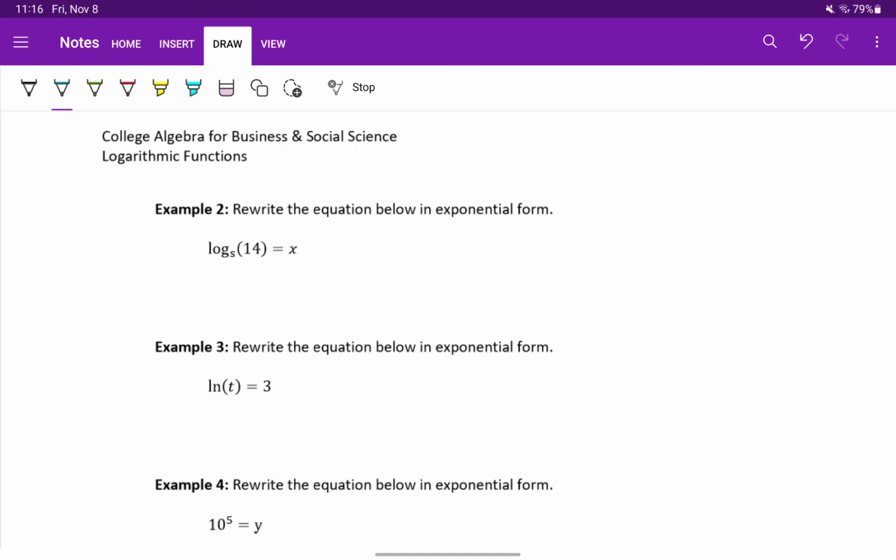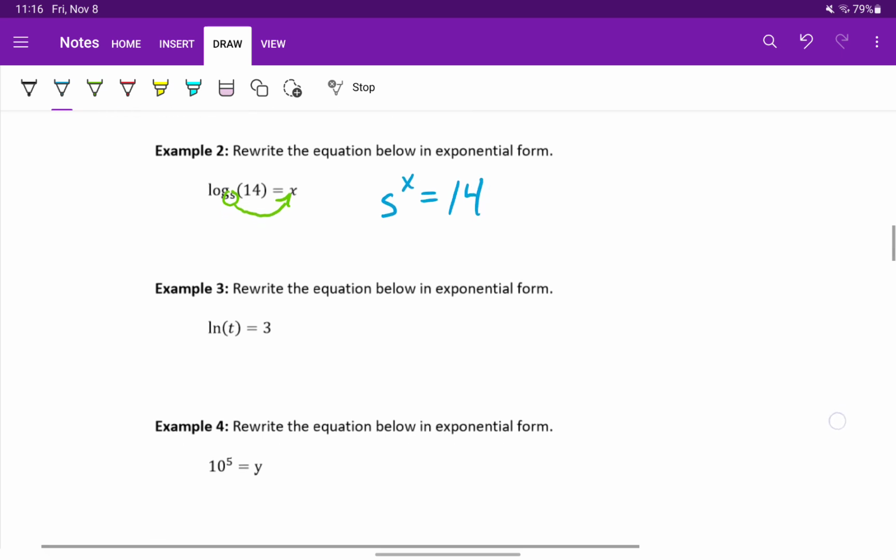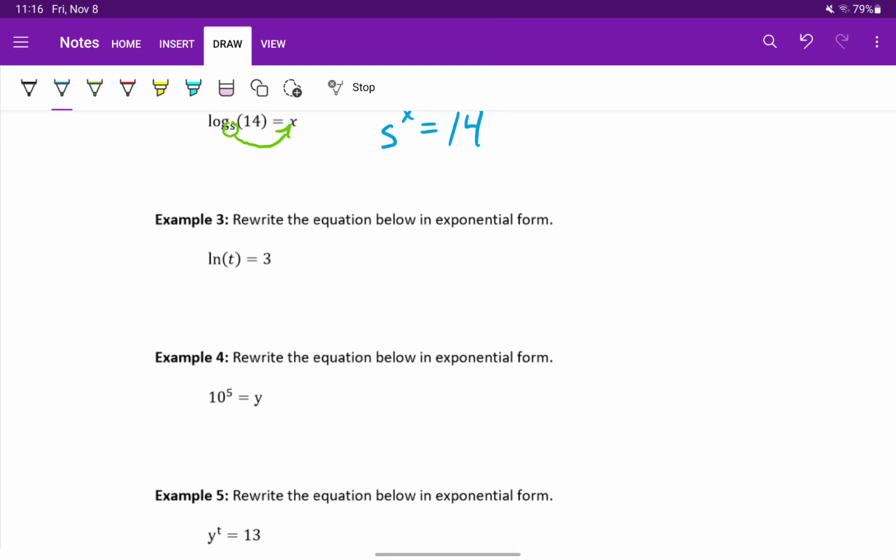For the log base s of 14 is equal to x, again, we just take that base, raise it to the power on the other side to get s to the x power is equal to 14. In example 3, we have a natural log, ln. So this is the same thing as log base e of t is equal to 3. We'll take that base, raise it to the power on the other side. So we'll get e to the third power is equal to t.